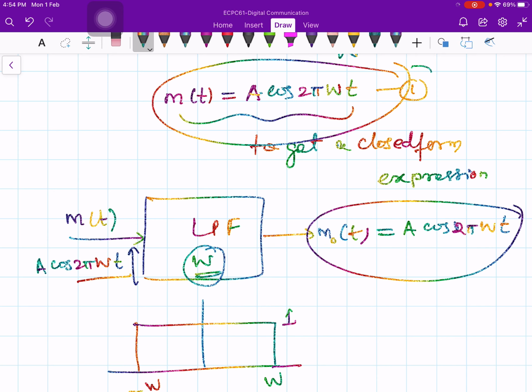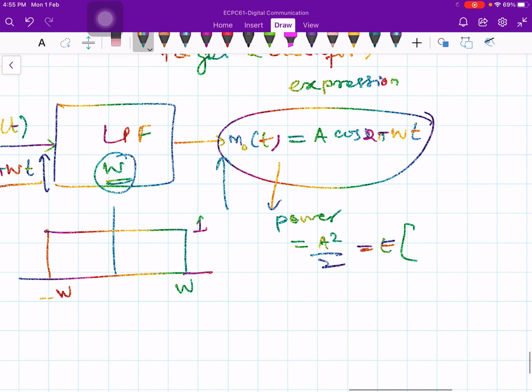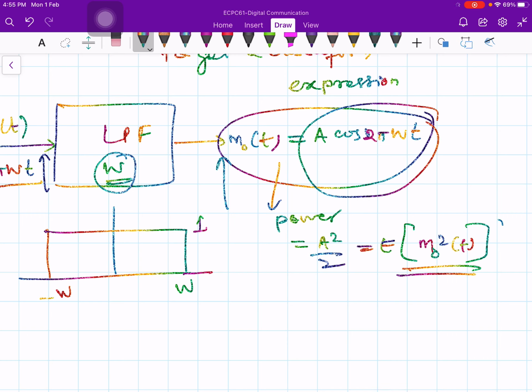So the signal power that you will see at the output of the low pass filter is going to be, how do you calculate the power? It is a cosinusoidal signal, right? Power is equal to A square by 2. Recall this calculation. More precisely, it is the expected value of m naught square of t. I don't want to do this calculation because it is a deterministic signal. Straight away I can do the calculation without any PDF or the help of random processes. Therefore, in any case, the power is going to be A square by 2.